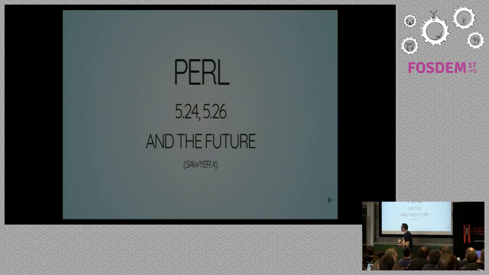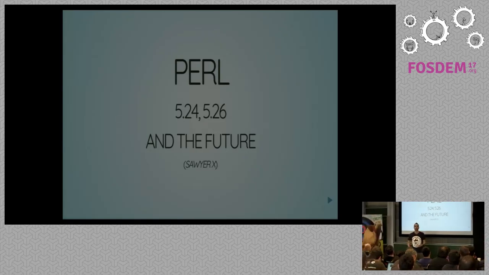So I'm going to talk about Perl 5. I say the word Perl often, so whenever I say Perl, imagine I said Perl 5, okay? I'm going to talk about 5.24. I'm going to talk about 5.26. 5.24 is already out. It's running. A lot of people don't really know what's in it, so I'm going to talk about that. And I'm going to talk about what we're going to have in 5.26, which comes out very, very soon, as in 2 months. And then I'm going to talk about what might happen in future versions.